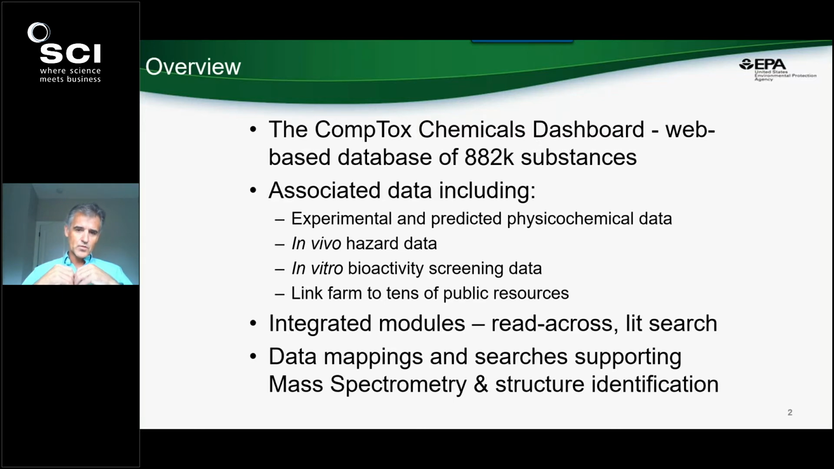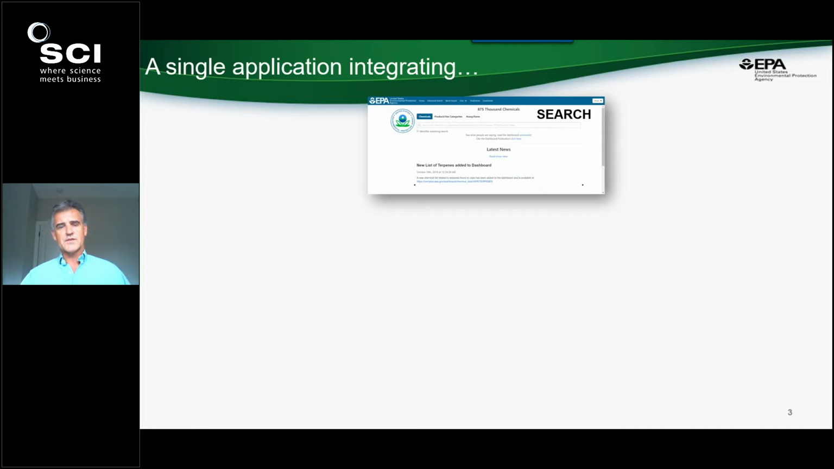We built a number of integrated modules that allow for read across as well as literature searching against PubMed, and I will be showing you some of these modules today. Because we are capturing many tens of thousands of chemical structures, we're also able to build specific searches that support mass spectrometry structure identification, because we do run a lot of data in our own laboratories where we are looking for chemicals in the environment. It's a single application integrating multiple resources, so the search capability is very flexible. I will be showing you a live demo at the end.